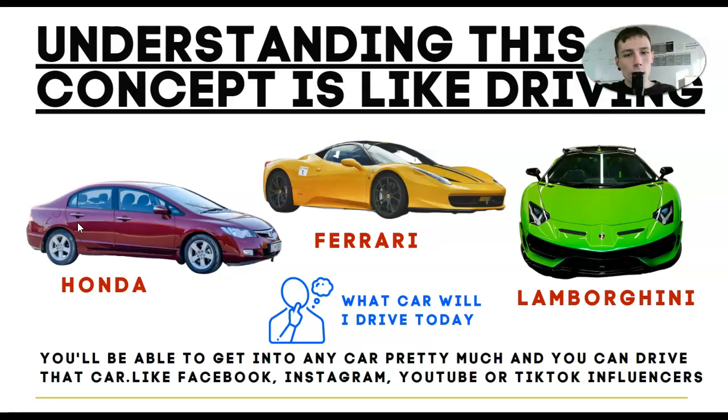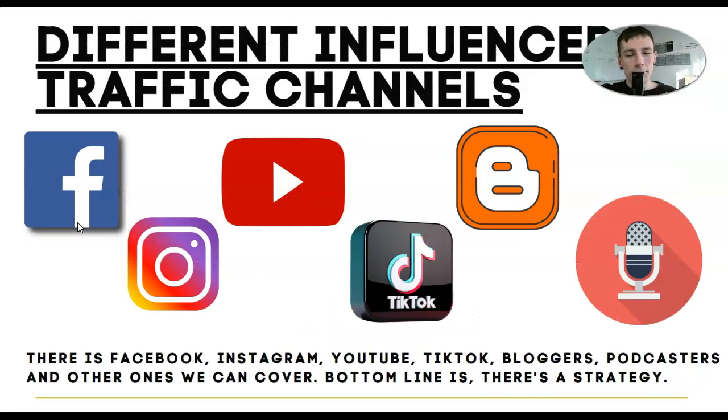So if you don't know, influencer marketing was made popular by Instagram, and now Instagram has blown up. There are influencers all over the internet, and we're going to be able to tap into all these different types of influencers. So the big main places that you get traffic from are Facebook influencers, Instagram influencers, YouTube influencers, TikTok influencers, bloggers and podcasters, and there are other ones out there that we can cover in the Endless Traffic Goldmine, but these are the big main ones that you can tap into.